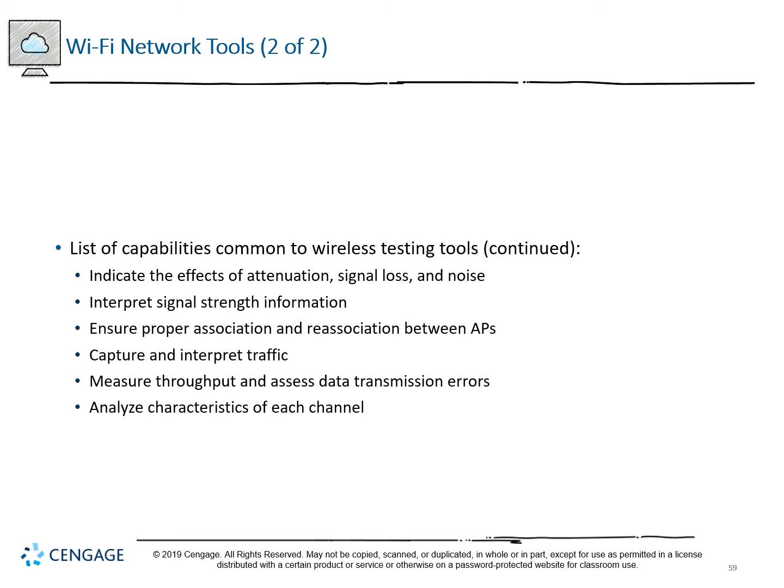Capturing and interpreting traffic, as well as measuring throughput and assessing transmission errors, and analyzing characteristics of each channel. Maybe because of a particular device in the area, there is a particular channel that is being interfered with. And as such, we want to maybe skip over that channel as we're doing adaptive frequency hopping.